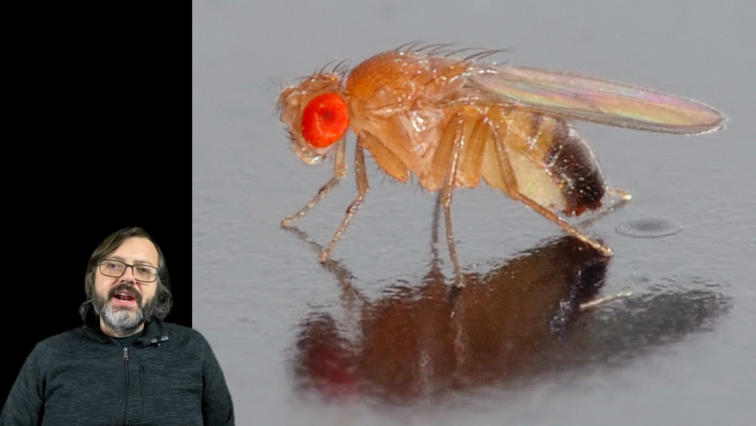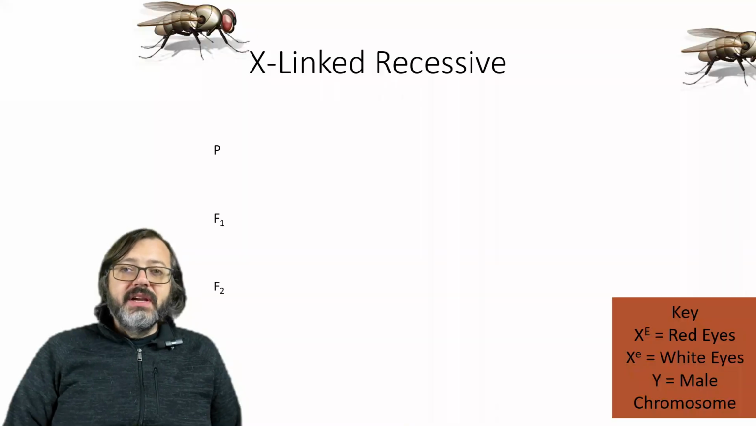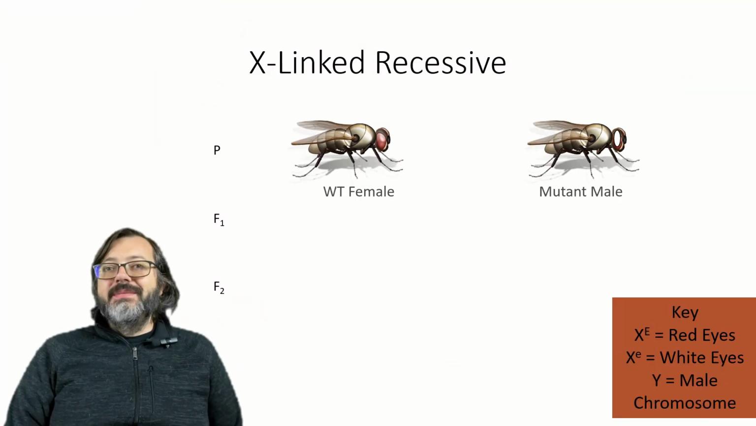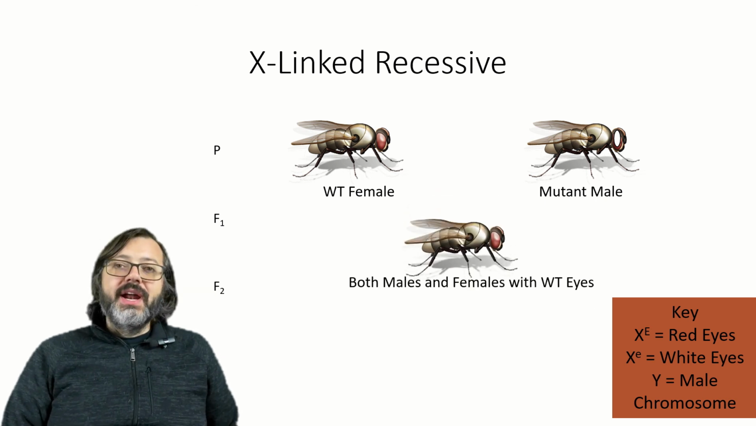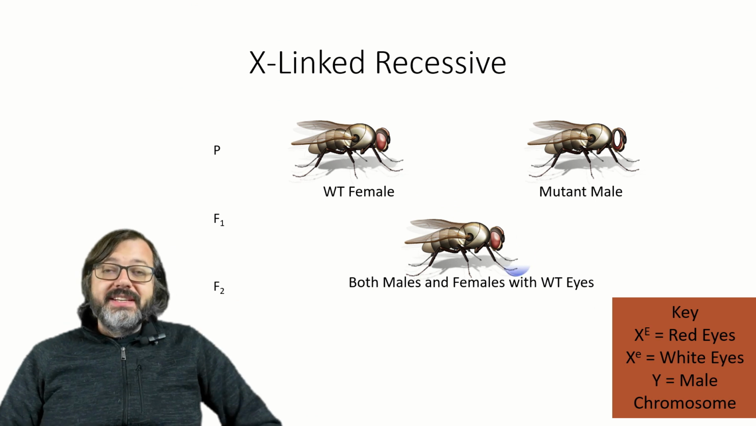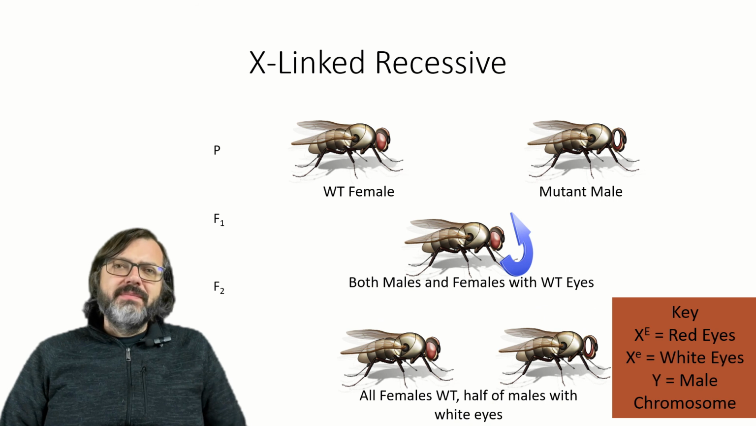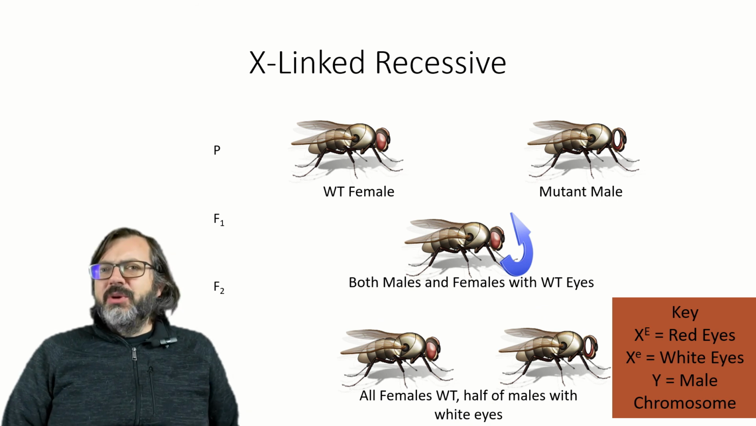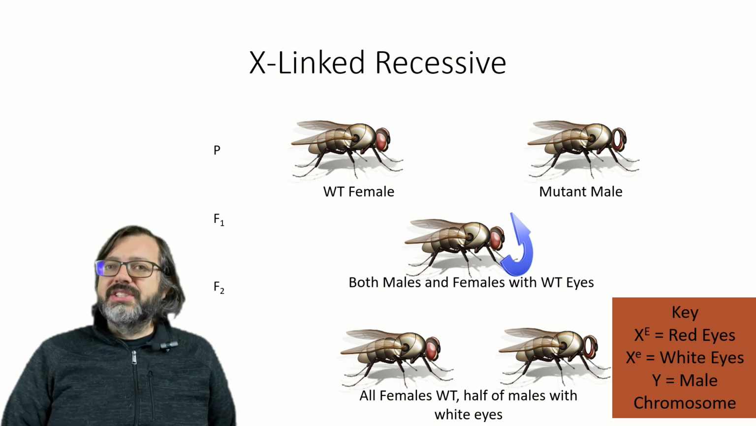Morgan identified red eyes as the wild type for eye color and white eyes as a mutation. So when he mated a wild type female fly with a mutant male fly, all the F1 progeny had red eyes. However, when Morgan did the reciprocal cross, the F1 females had red eyes, but the F1 males had white eyes. So these experiments suggest a relationship between the sex of the progeny and the inheritance of the eye color in the fruit flies.